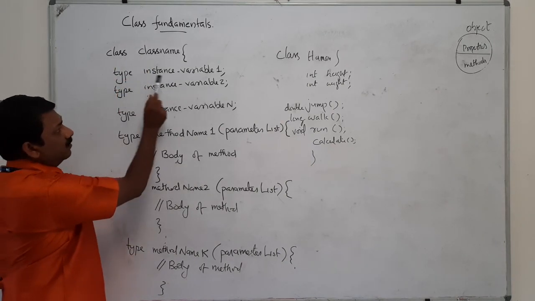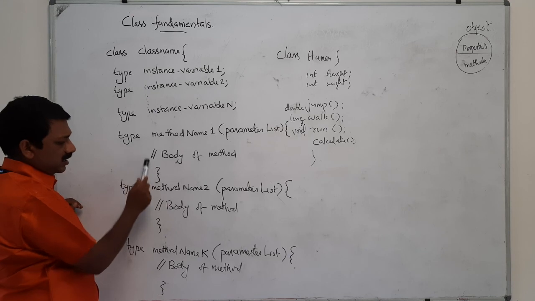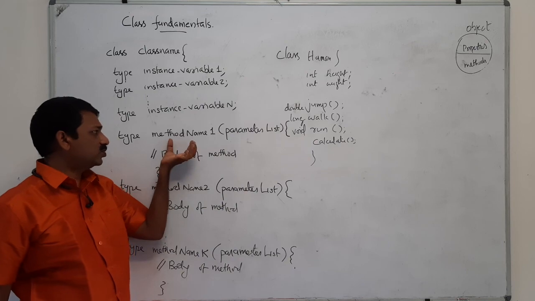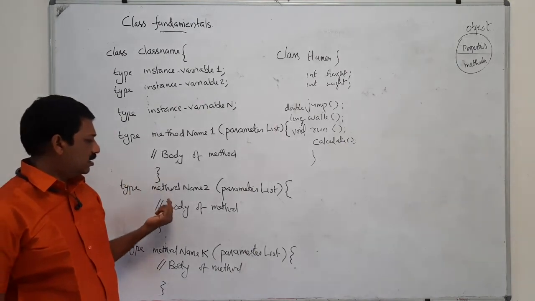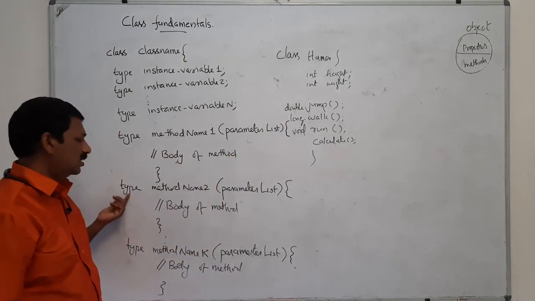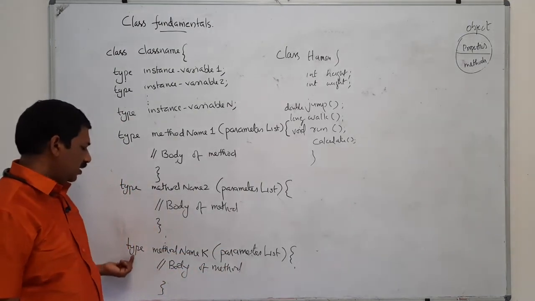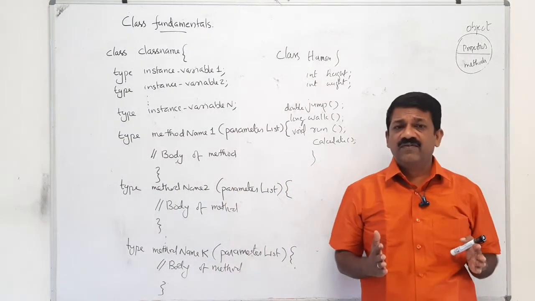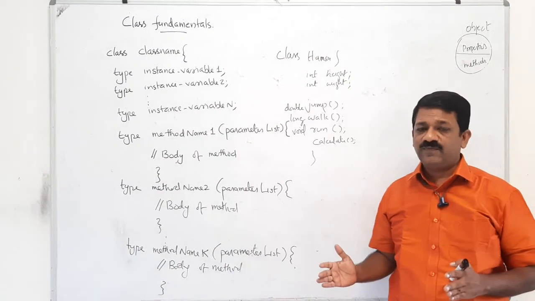That means type instance variable 1, type instance variable 2, type instance variable n, etc. And these are the methods. That means these are the parameters which you have to pass to method name 1, and after processing this, it will return a type. And method name 2 means here also we are going to pass a set of parameters, and it will return a type. Here also we are going to pass a set of parameters, and this is the return type. And a class is having a set of properties as well as a set of methods.